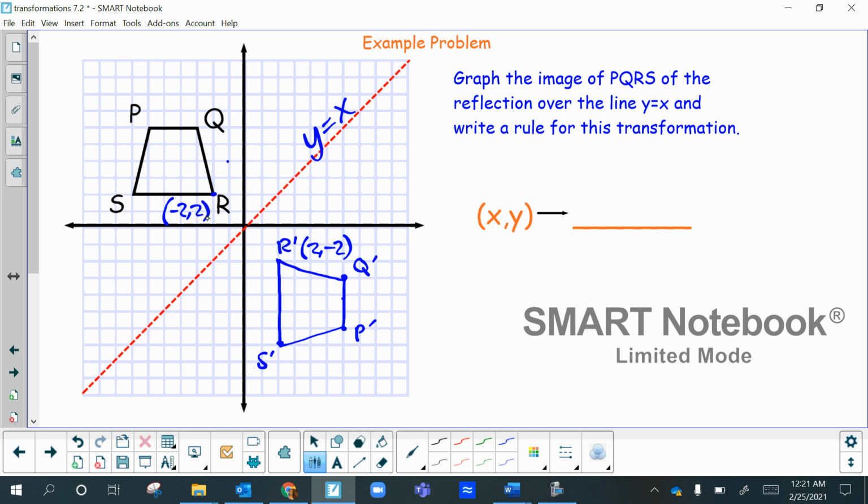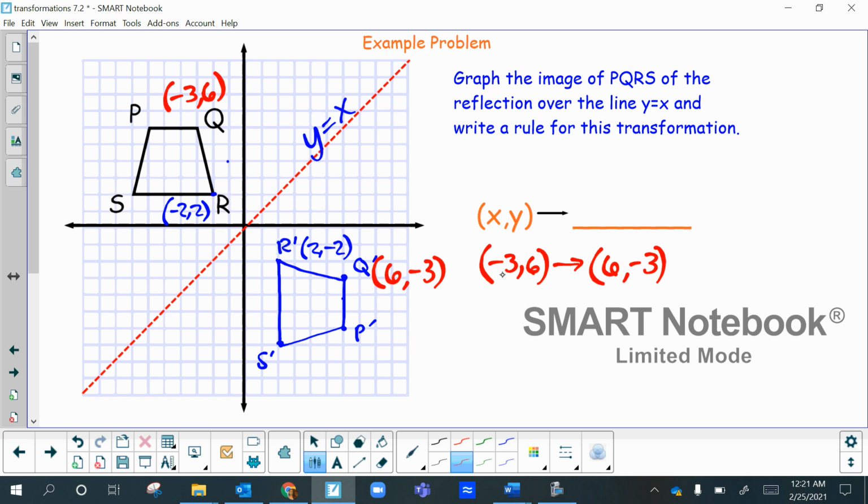So let's take a look at Q. Q is the better one to use, or S, either one. Q is at negative 3, 6. Q prime is at 6, negative 3. So let's write that right here next to our rule. It went from negative 3 comma 6 and it mapped onto 6, negative 3.